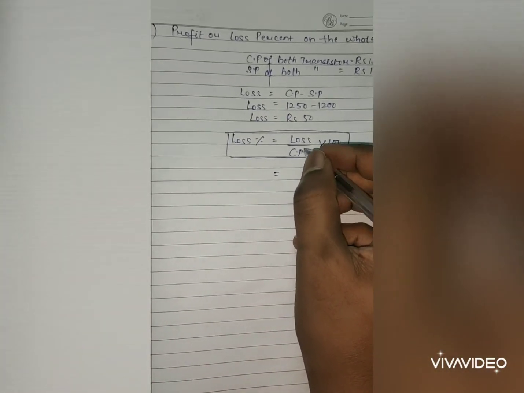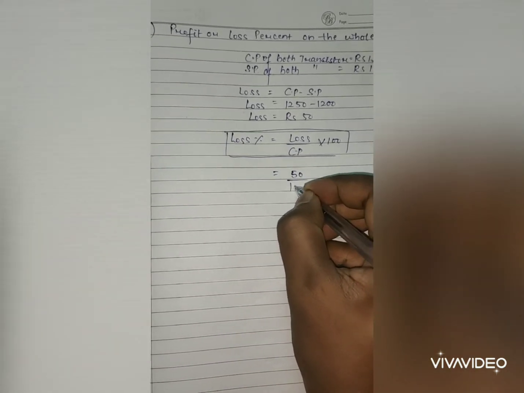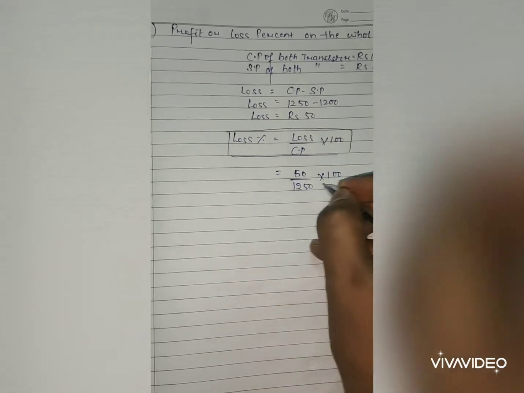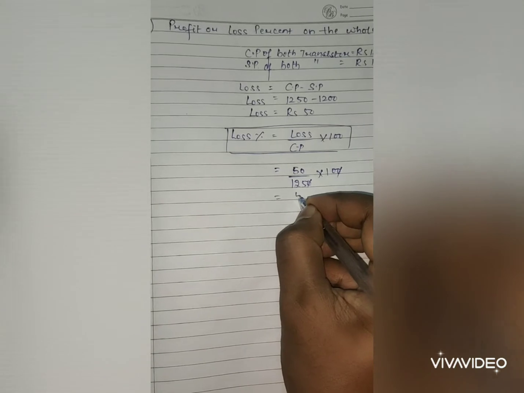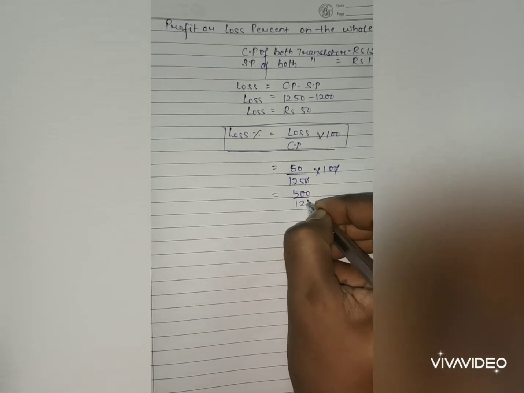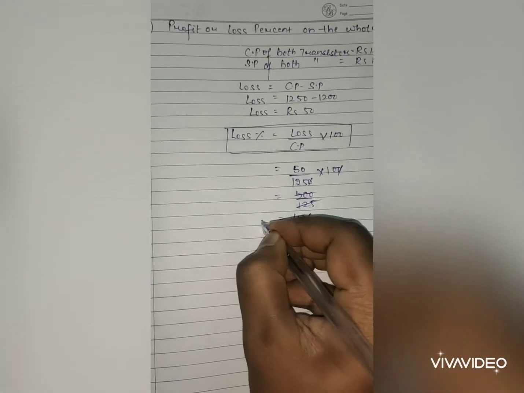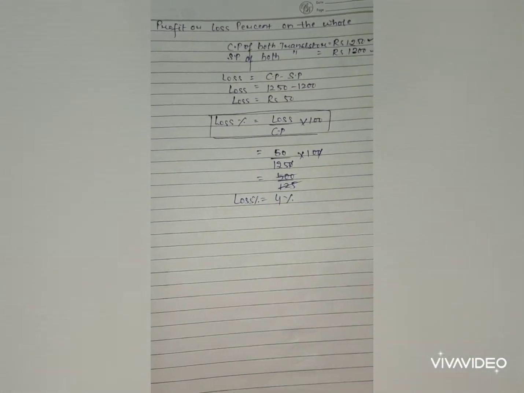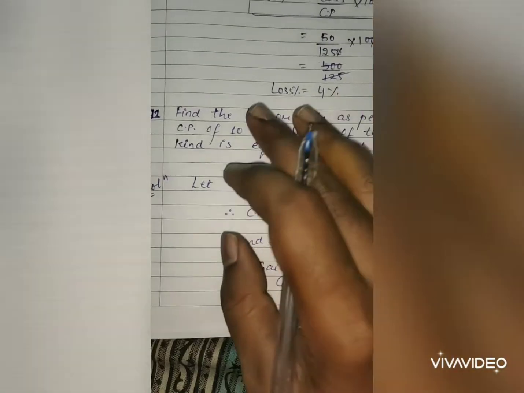So loss is 50, CP is 1250 into 100, then this will be 500 upon 125. You will get 4% as loss percent. Clear? Okay, now let's see the next question.